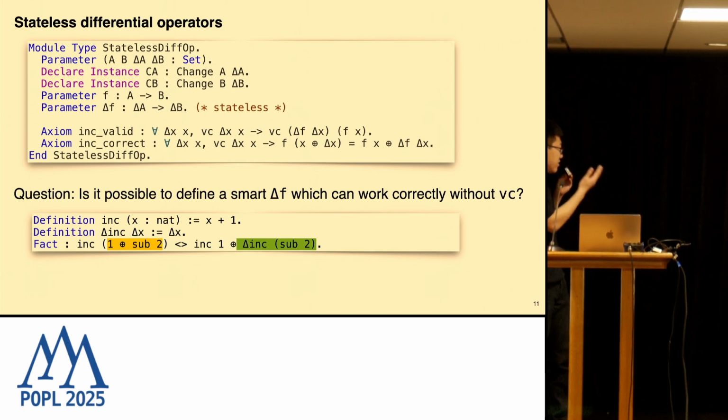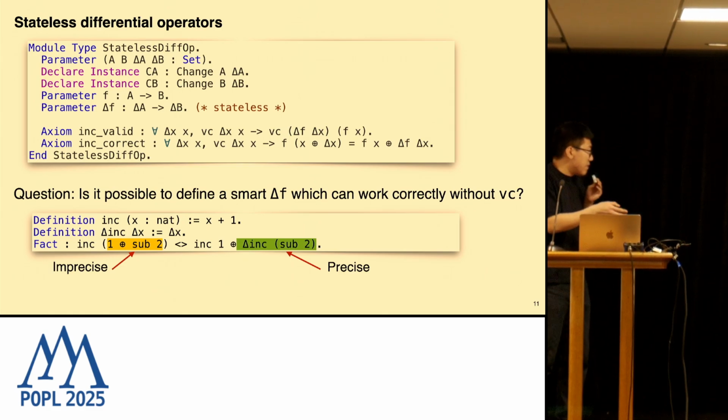Because, for example, this is a very simple example. Suppose we have an inc operator that just adds 1 to a natural number. So its differential form is just an identity function, you may consider. And here is the fact that if we do an invalid change sub 2 to 1, then it will be I equal to inc 1 o plus delta inc sub 2. The deeper reason is that we're actually doing ambiguous things on the left-hand side, but the stateless differential operator is not aware of this fact.